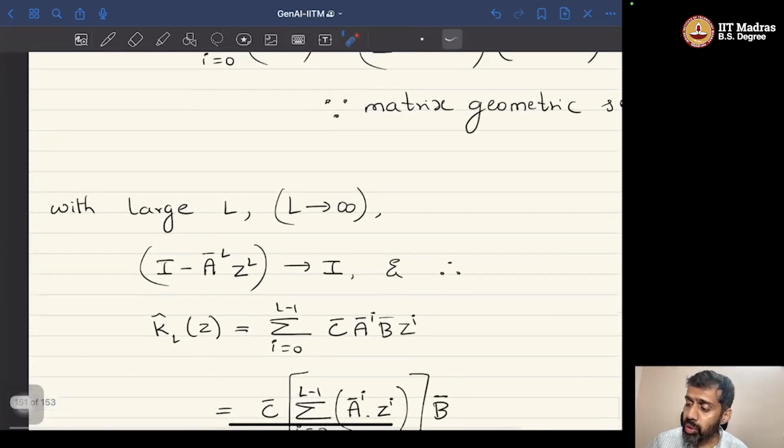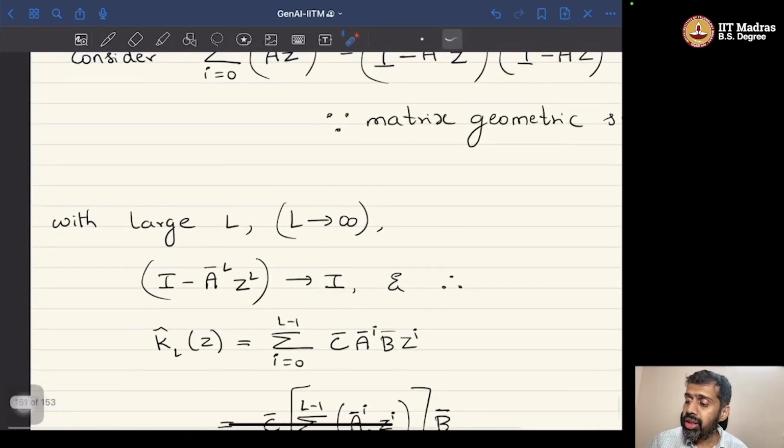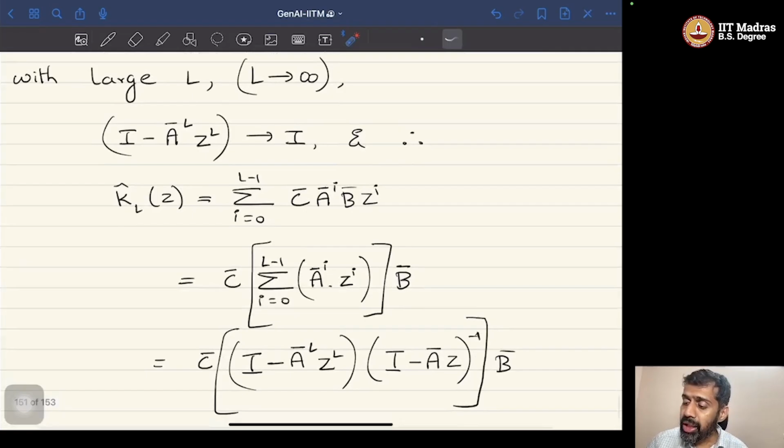Now it can also be shown that with large enough L, which means that if L approaches infinity, then this particular term which appears in the geometric series approaches identity. Okay, therefore let's get back to what we were doing. So k bar of z, which is the generating function of the kernel, is now given by this particular expression.